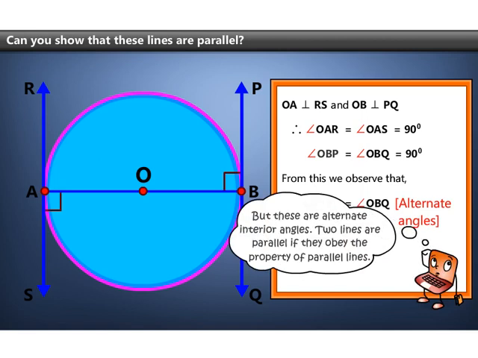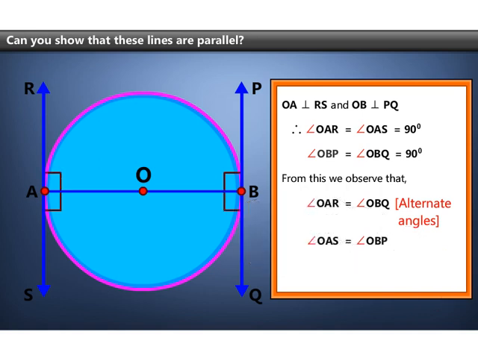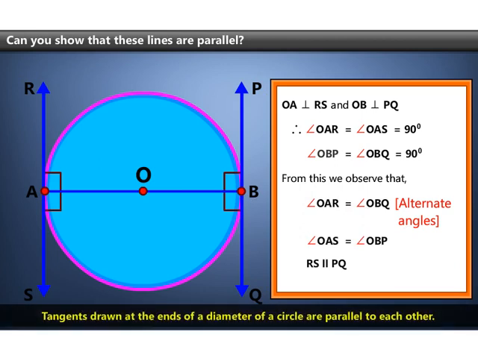But these are alternate interior angles. Two lines are parallel if they obey the property of parallel lines. Therefore, PQ is parallel to RS. So, tangents drawn at the ends of a diameter of a circle are parallel to each other.